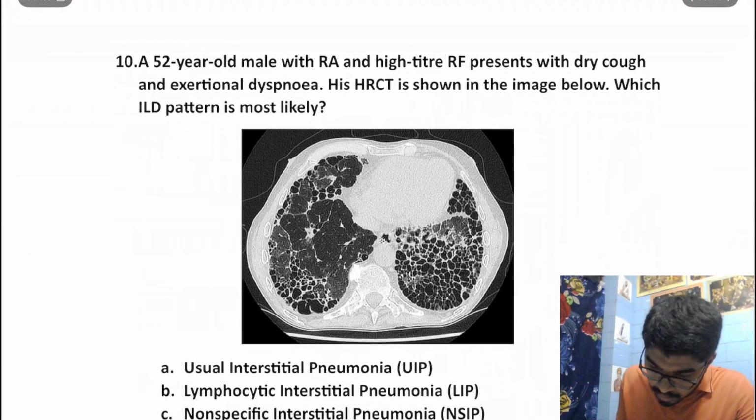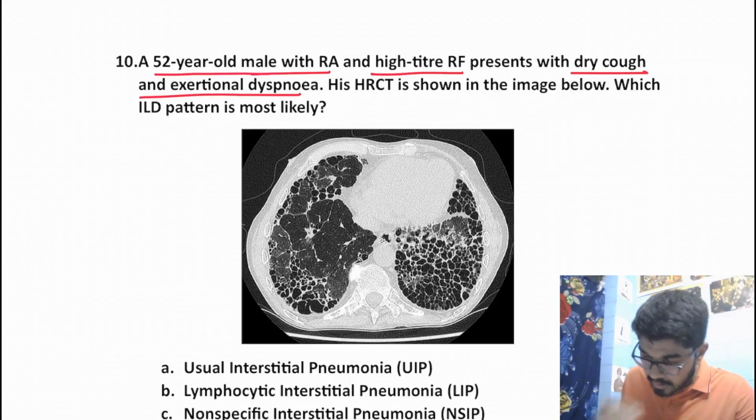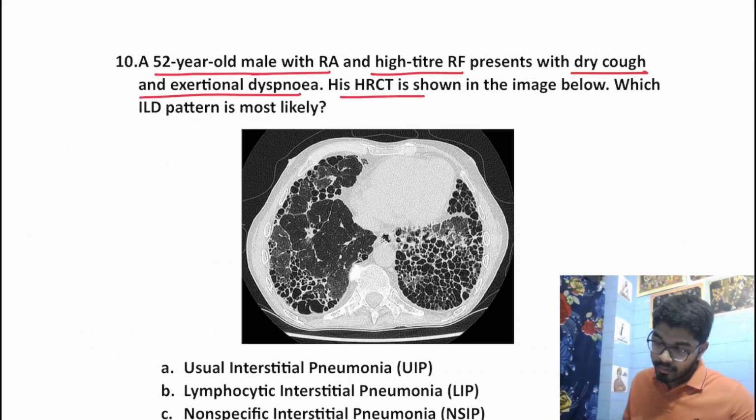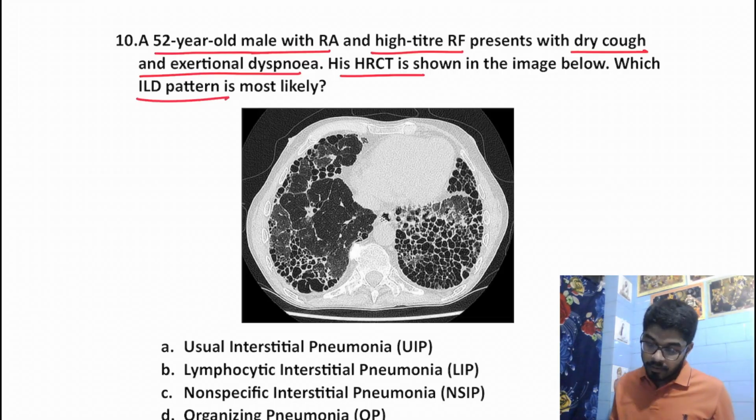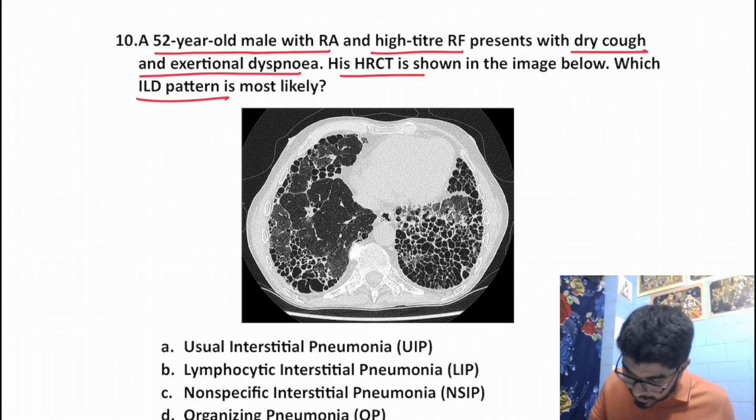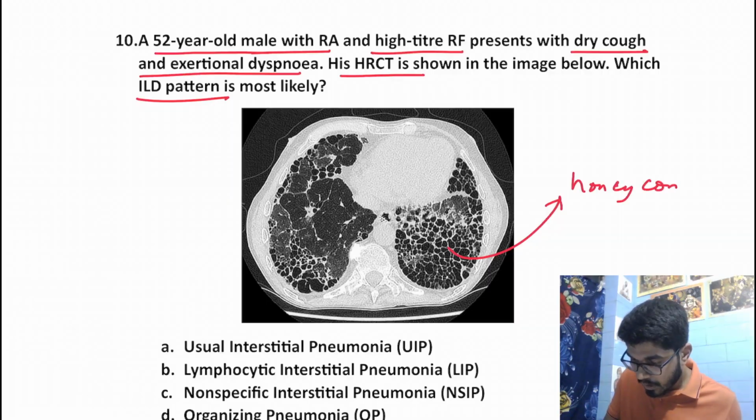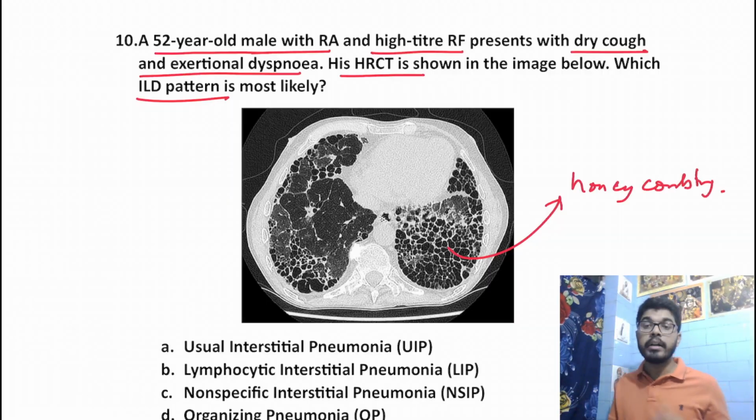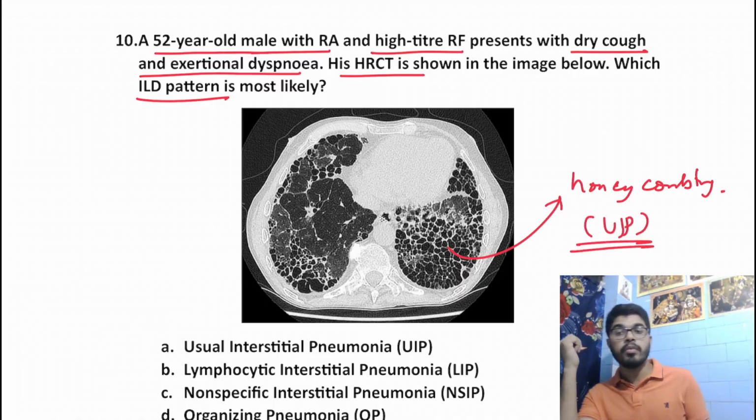Now, a 52-year-old male with RA and high titers of RF presents with dry cough and exertional dyspnea. His HRCT is shown in the image below. What is the ILD pattern most likely? Okay. Rheumatoid arthritis, and we got ILD, and in ILD we can very well appreciate this honeycombing. And we all know that honeycombing in an ILD is very much characteristic of UIP, or usual interstitial pneumonia.